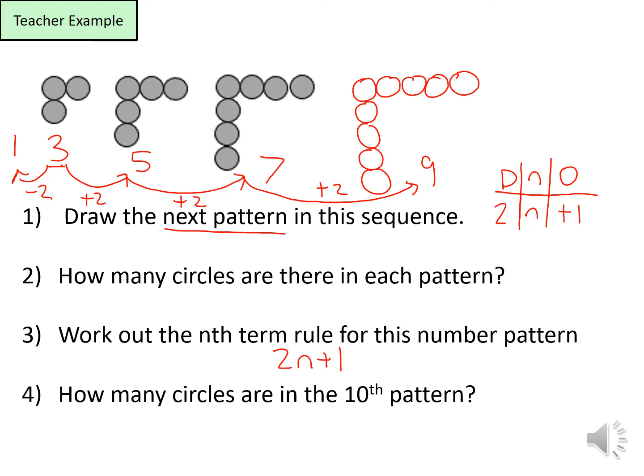Right, how many circles are in the 10th pattern? Now to work out how many circles are in the 10th pattern, there's 2 ways you can do it. First, you can sketch them out until you get to the 10th pattern, or you can simply use the nth term expression. So when n equals 10, substitute this in to our nth term expression. 2 times 10 plus 1. So 2 times 10 is 20 plus 1 is 21. Therefore, there will be 21 circles.